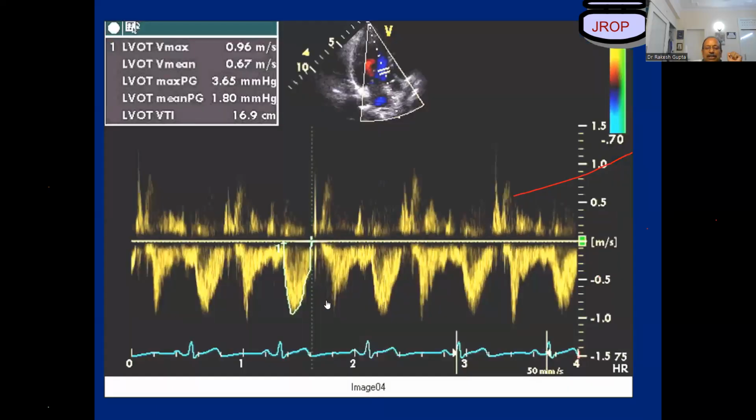Correct. Now look at this Doppler. The Doppler gains are on a higher side. Why are the Doppler gains on a higher side? Look, you can see these hairs, the beard. Yes, yes. So this beard should not be seen. It should be clean out here.